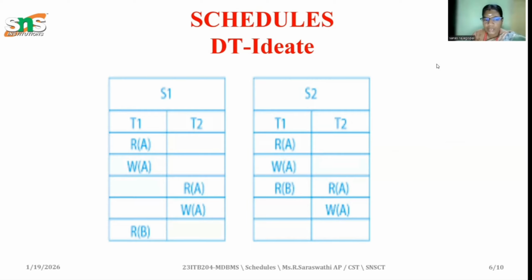Read of A and write of A are done, and both operations are completed for variable A. The variable A is accessed only after T1 completes. Then T2 accesses read of A and write of A. After that, read of B and write of B, and the operation is completed.